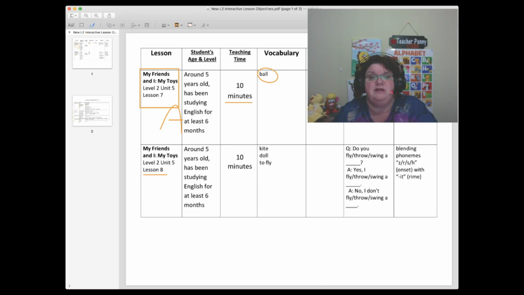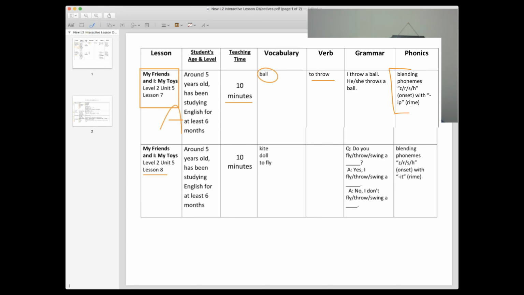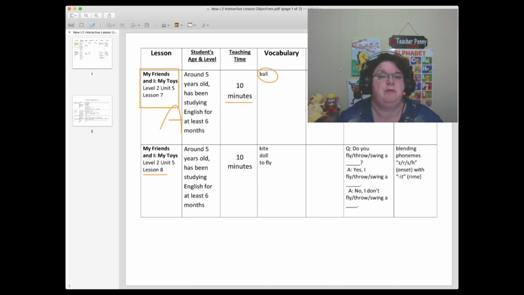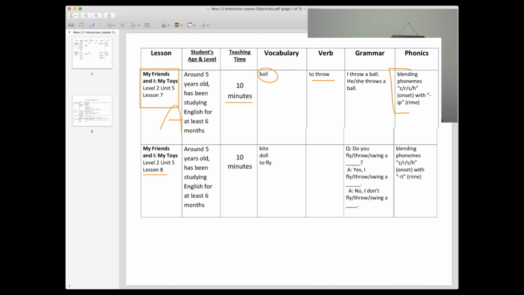Then we're going to be teaching the word to throw. Remember, we're using TPR. Every single time you say the word throw, you're going to throw the ball, or at least do this motion. You may not have the ball in your hand, but you do this motion and get them to do it back to you. Throw, yes.